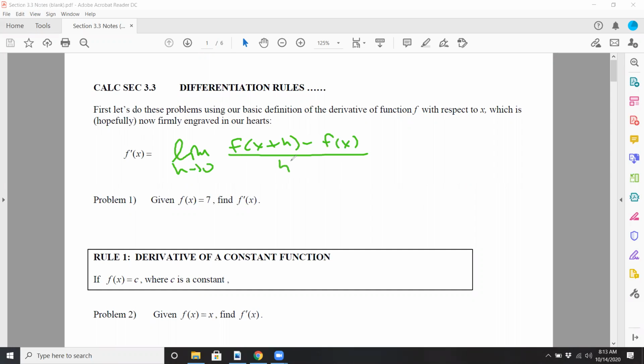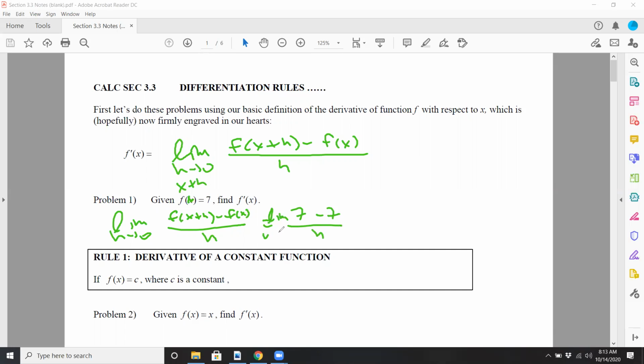So let's use that rule for problem number 1. So your function is 7. I take the limit as h approaches 0 of f of x plus h minus f of x over h. Well, what is f of x plus h? Well, if I replace this with x plus h, the outcome is still 7, of course. f of x is also 7.